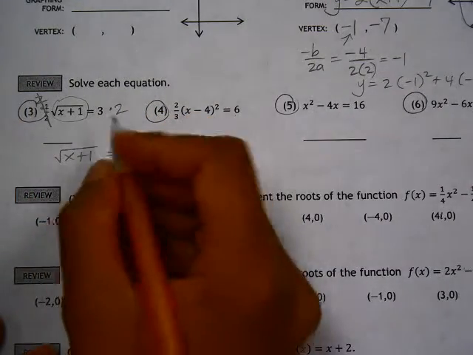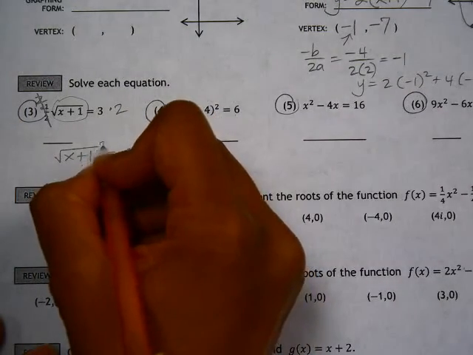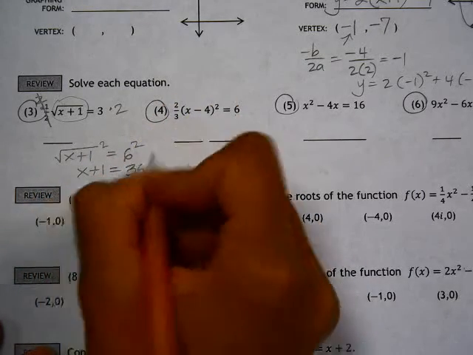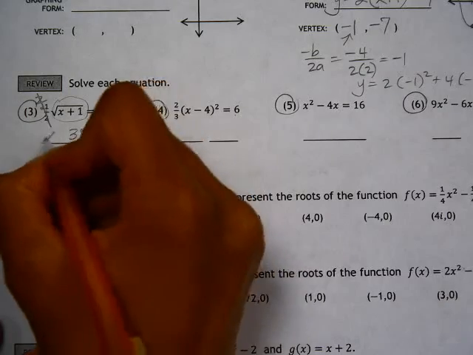To get rid of the square root, the inverse operation is squared. So that would be x plus 1 equals 36. So x equals 37.